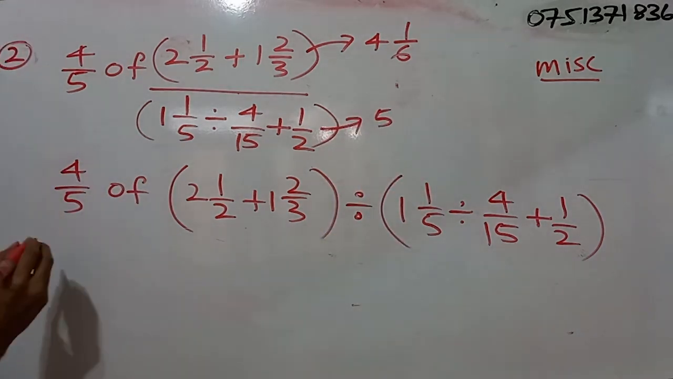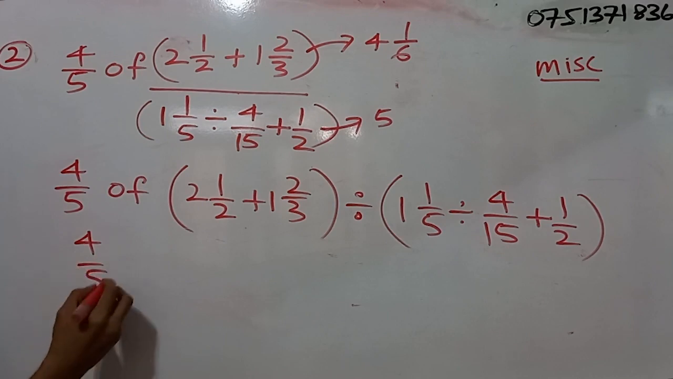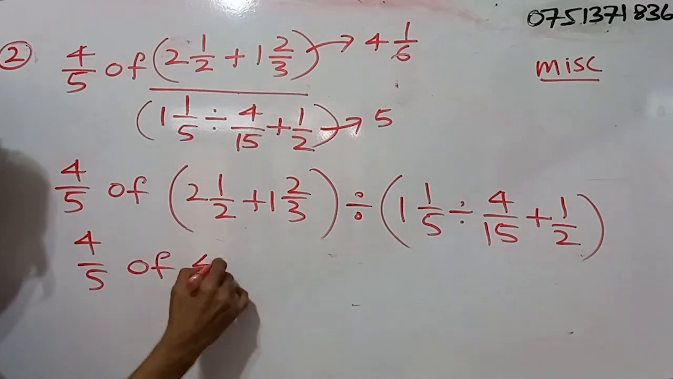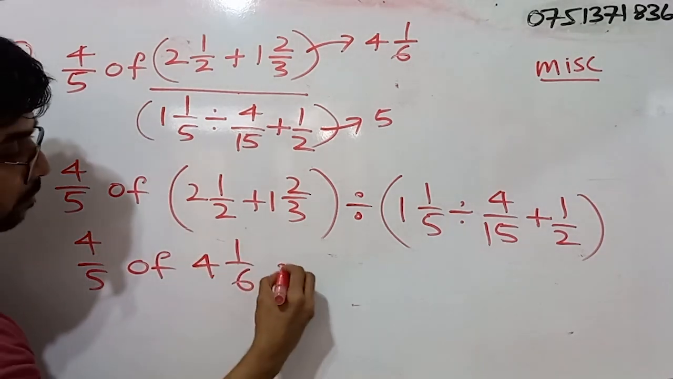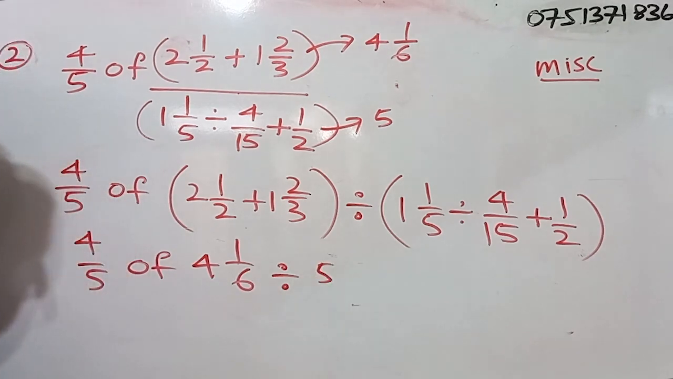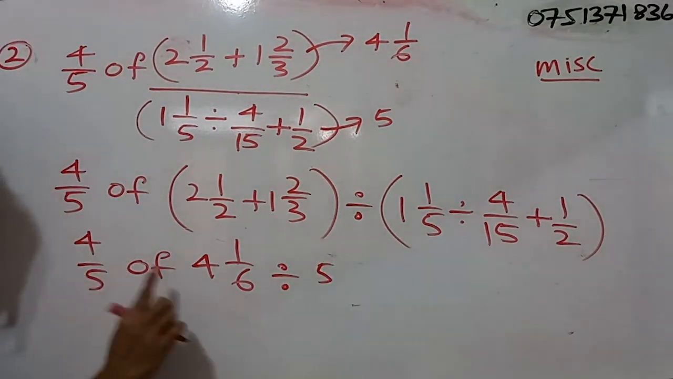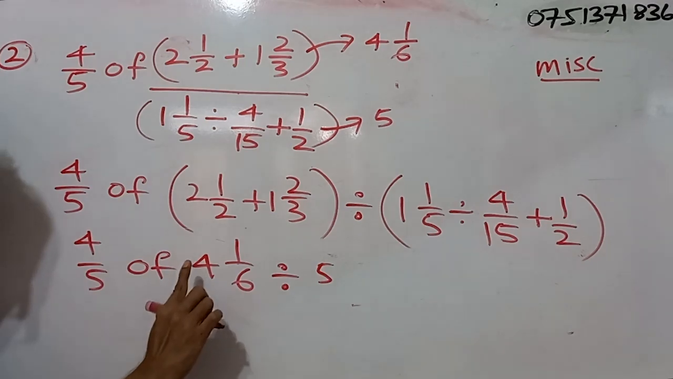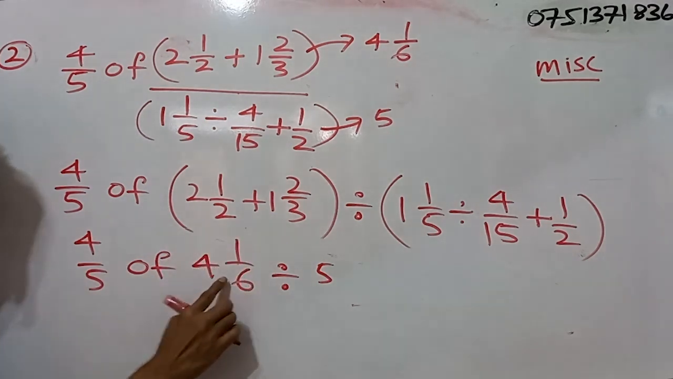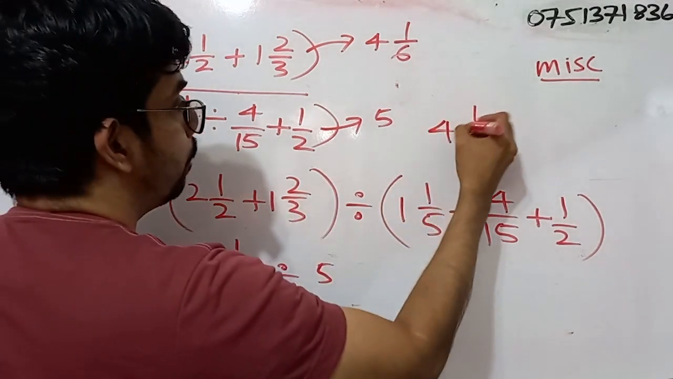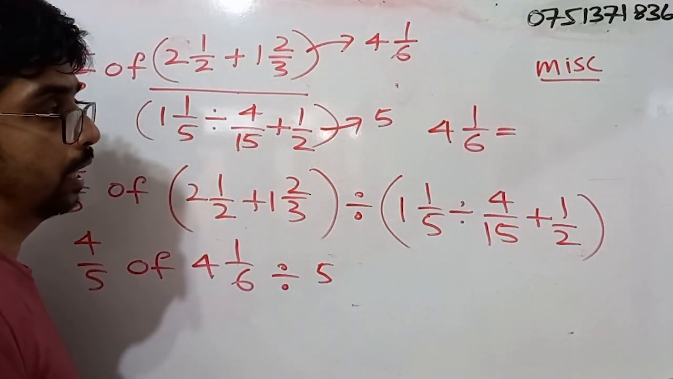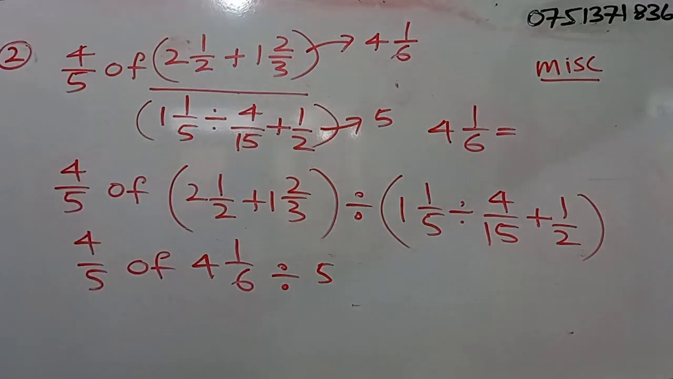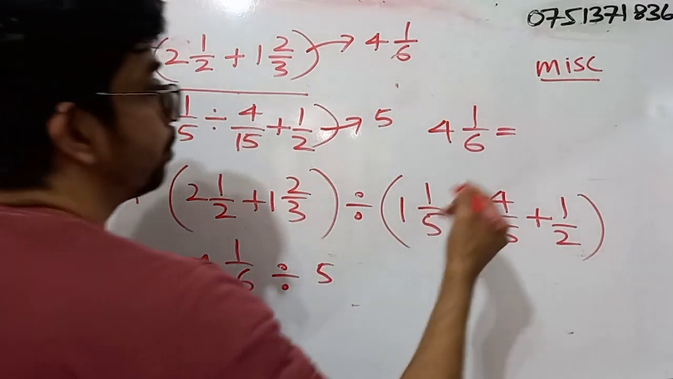Now 4 by 5 of, within brackets, what do we have? 4 and 1 by 6. Right? And we have to divide by what? 5. And before we go any further, we have to simplify this. So this becomes what? 4 and 1 by 6. When we convert this mixed number into an improper fraction, what happens?